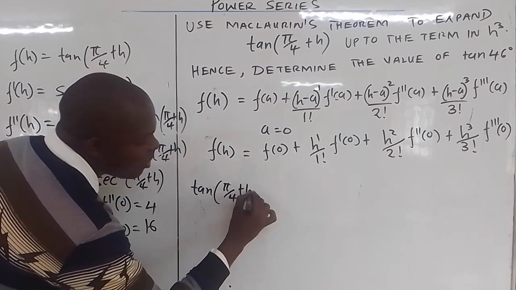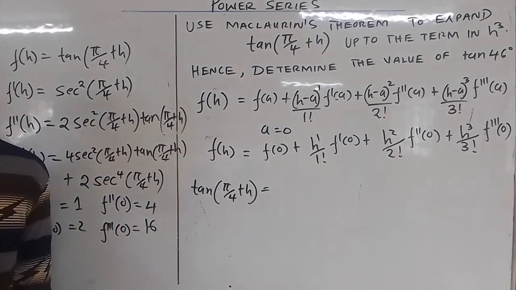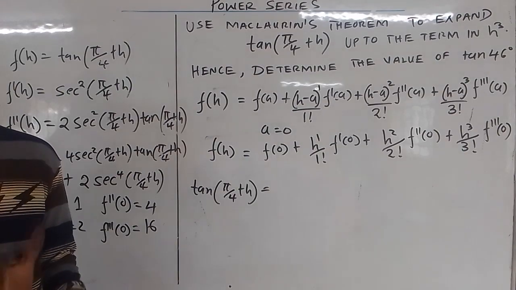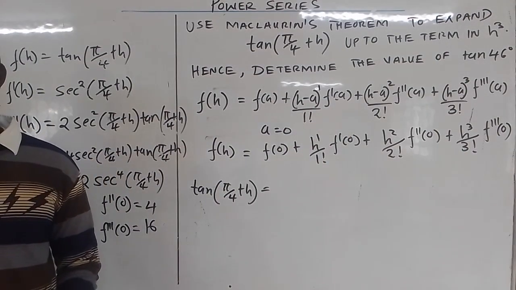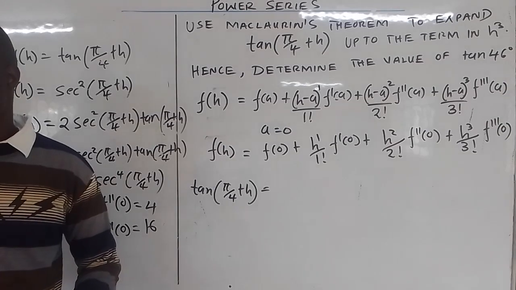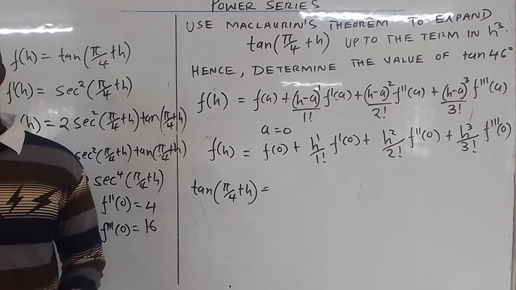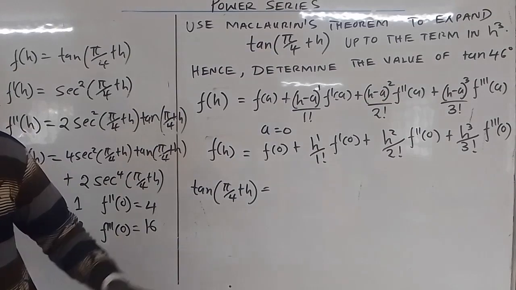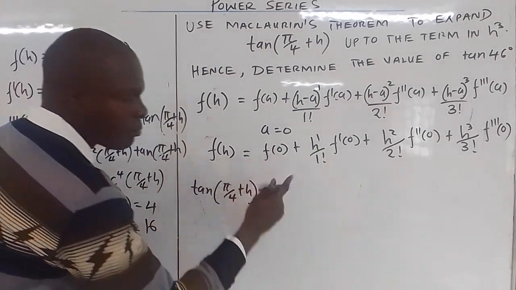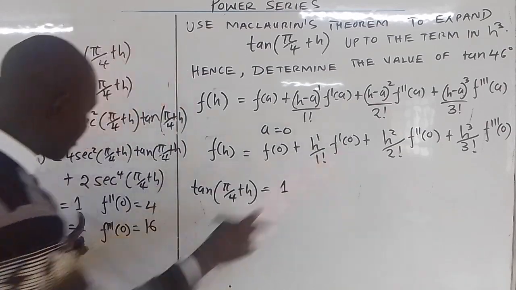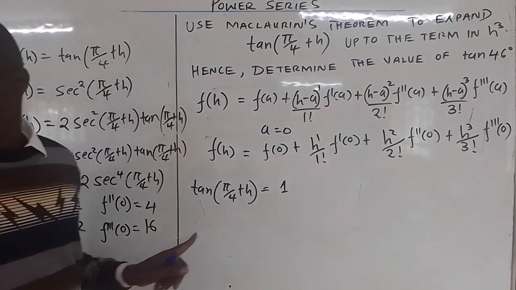Tan pi over 4 plus h. So this question was said to confuse those who did not understand the concept in Maclaurin and Taylor, isn't it? But if you understand the concept in Maclaurin and Taylor, then you cannot have a problem with this, okay? So go to this one. What is f of 0? This is 1, isn't it? So it is 1. F prime of 0 is 2, isn't it?